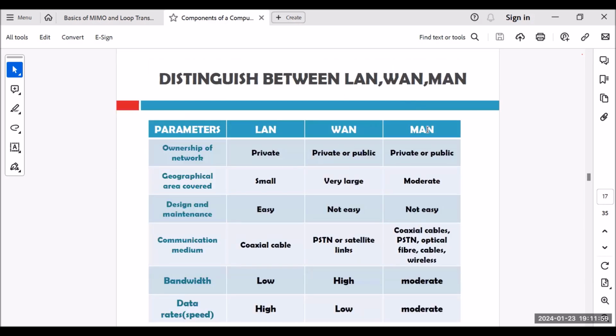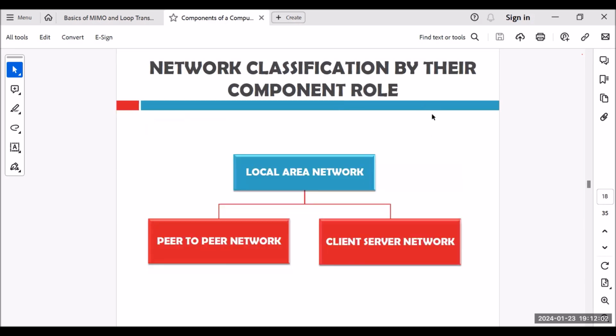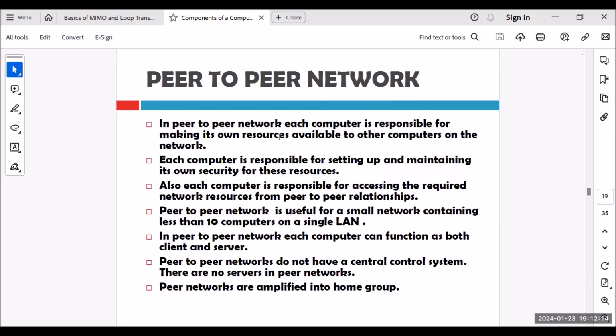Network classification by their component role. If you want to classify the network in terms of their component role, it is divided into two parts: the peer-to-peer network, and the client-server network. In a peer-to-peer network, each computer is responsible for making its own resources available to other computers on the network. Each computer is responsible for setting up and maintaining its own security for these resources. Also, each computer is responsible for accessing the required network resources from peer-to-peer relationships.